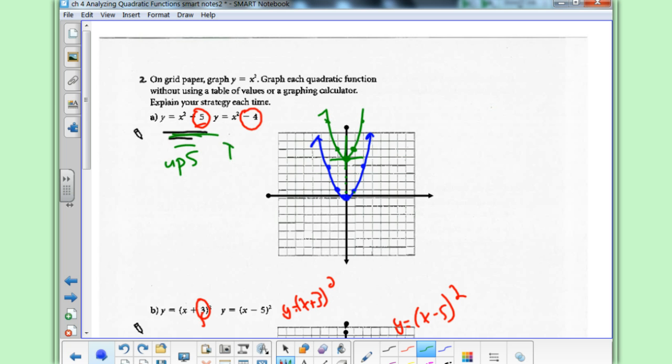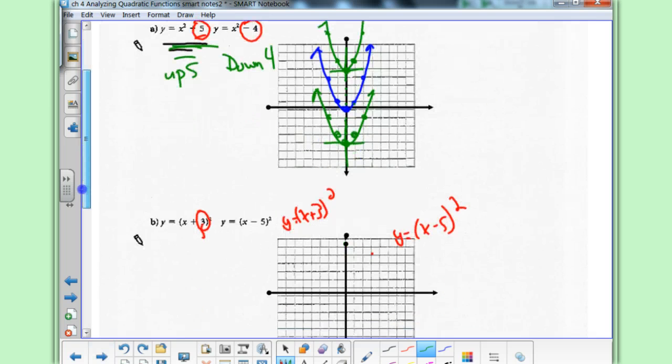What happened to this one? This one went down 4. So that's easy. Just go down 1, 2, 3, 4. And what you could do is just draw the critical points on this new set of crosshairs. So 0, 0, 1, 1, minus 1, 1, 2, 4. And I know those aren't actually the points, but what I'm doing is just moving all those critical points I had before down 4. Okay, so I just drew it without actually using my calculator.